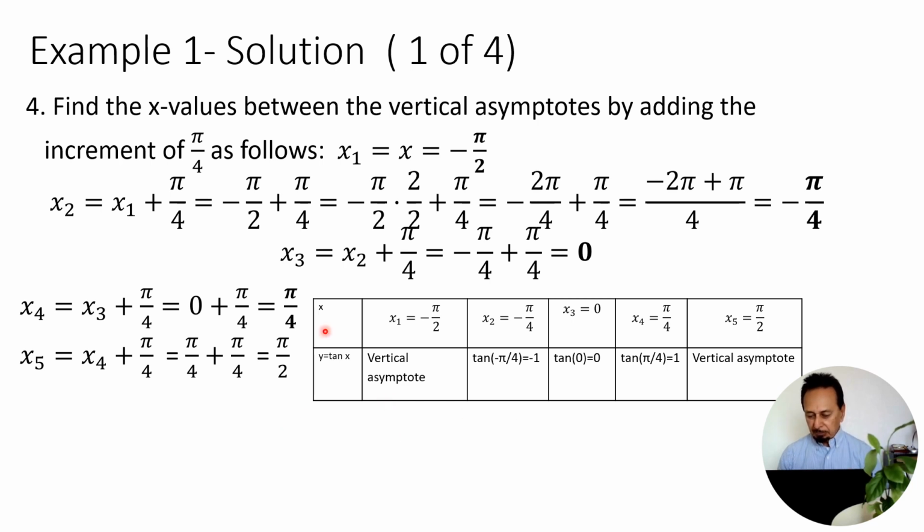So now this is the table. The x values are: x1 is negative pi over 2, x2 is negative pi over 4, x3 is 0, x4 is pi over 4, and x5 is pi over 2. Then you find the y value, tangent x. Minus pi over 2 is a vertical asymptote, and pi over 2 is a vertical asymptote. Tangent of negative pi over 4 is negative 1, tangent 0 is 0, and tangent pi over 4 is 1.